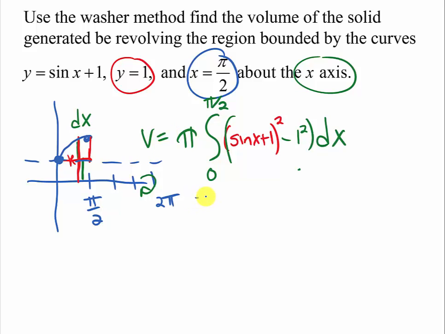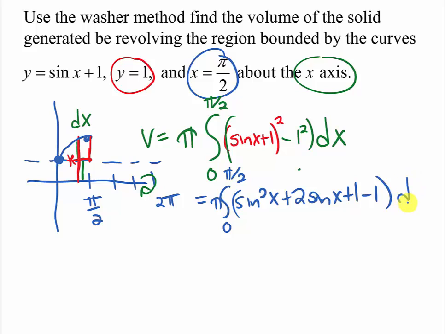So let's go ahead and see what we can do to simplify. We've still got the pi out in front, and we've got 0 to pi over 2. We're going to FOIL this, so we're going to have sine squared x plus 2 sine x plus 1. And then we still have that minus 1, and then dx. So it looks like our 1's will cancel.